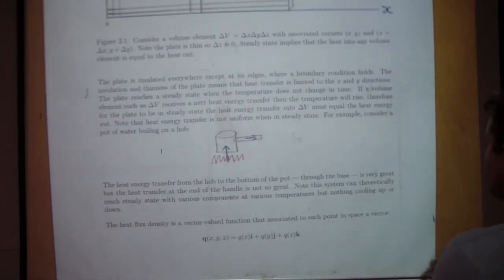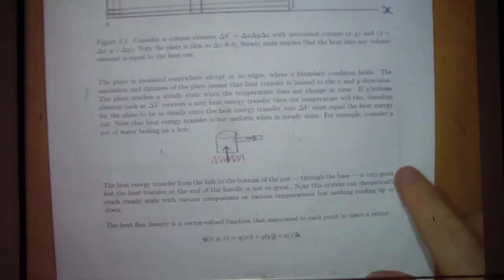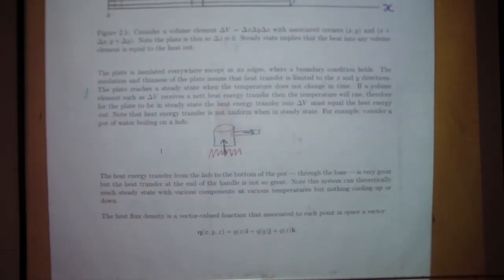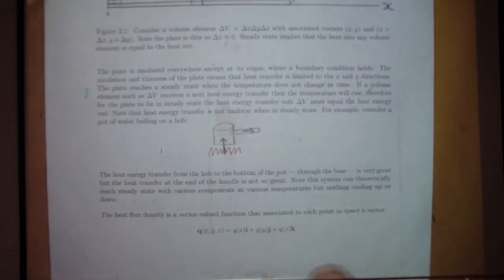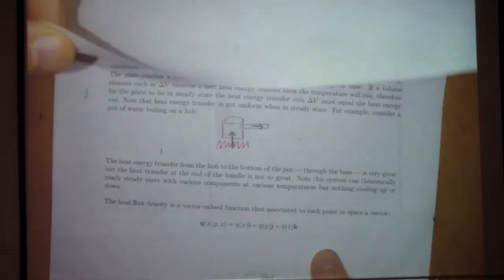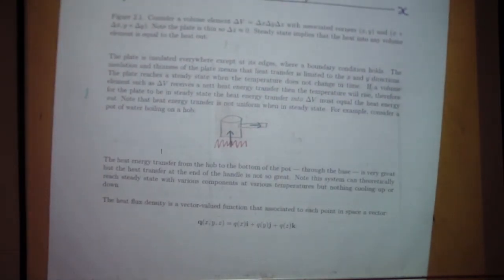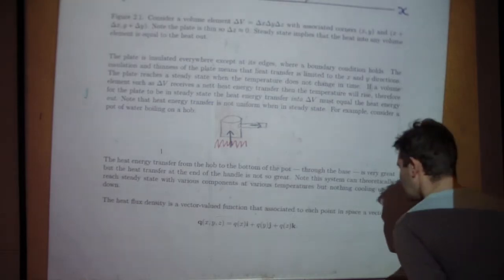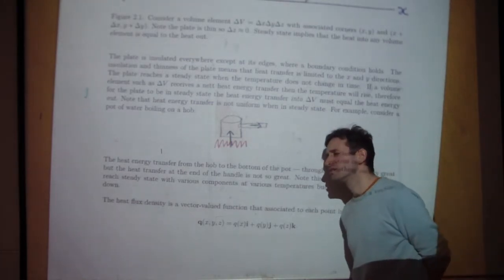Now, what we have here is we need to talk about something called the heat flux density. Now, what is this? First of all, I think on the next page we're going to turn it into... okay. So, what does this say? So, this vector, I think, does two things.